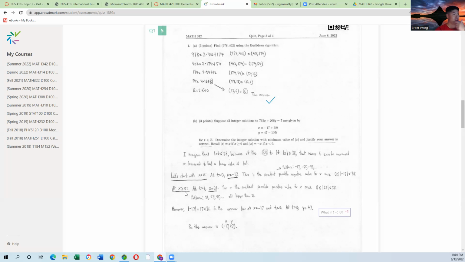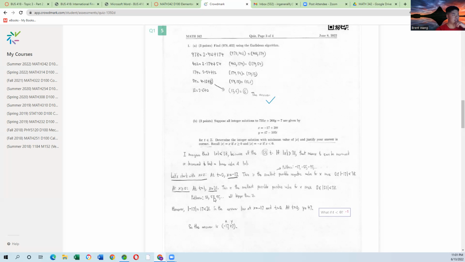And if x is non-negative, then the smallest absolute value of x would be 21. X is 21, and this is the smallest possible value, since 0 is less than or equal to 21, which is less than 38. And then 21 plus 38 is 59, then 95.